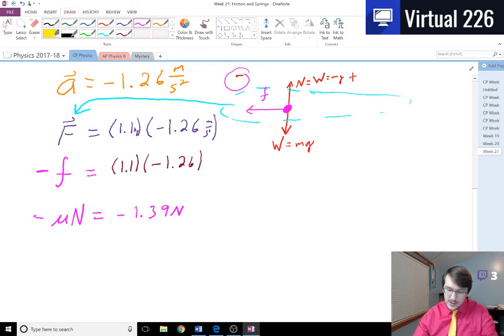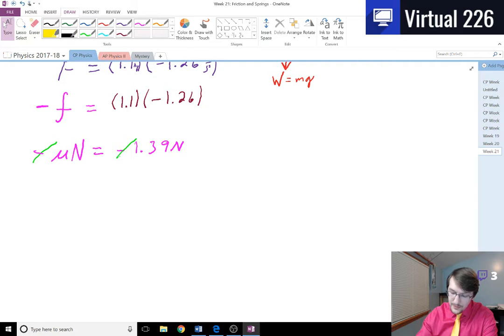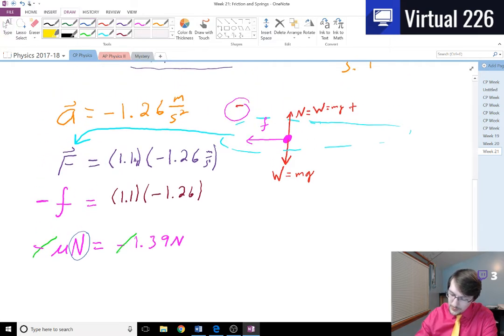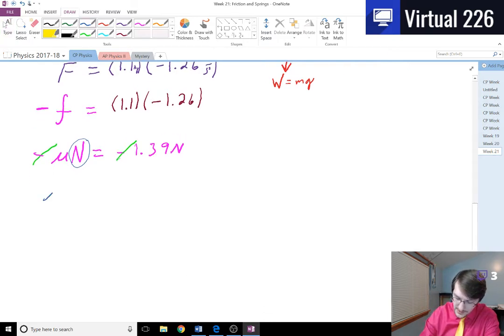Okay. First thing I notice here, just math-wise, these negatives are going to wipe each other out. They're going to divide out there, so that's nice. But if I want to solve for mu, the coefficient of friction, I need to plug in this normal. And I know from our diagram that our normal is going to be equal to the weight, which is mg here. So I can actually say that mu times the normal force, which is the mass times gravity, so our mass is 1.1, and gravity on Earth is 9.8, and that equals 1.39.